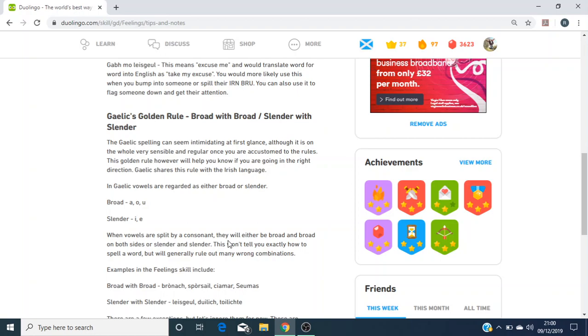Gaelic vowels are regarded as either broad or slender. A, O, and U are regarded as broad vowels, and I and E are slender vowels. When vowels are split by a consonant, they will either be broad on both sides, or slender on both sides. Right.